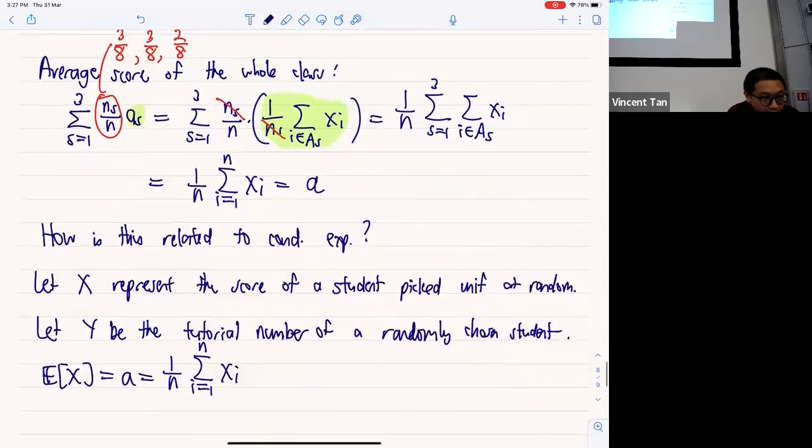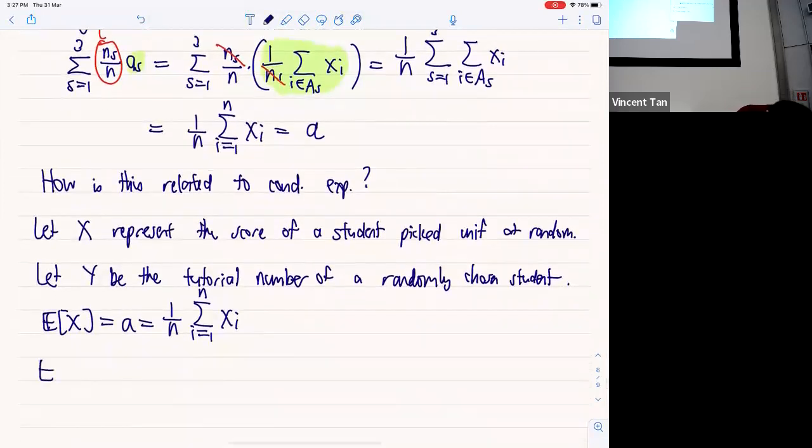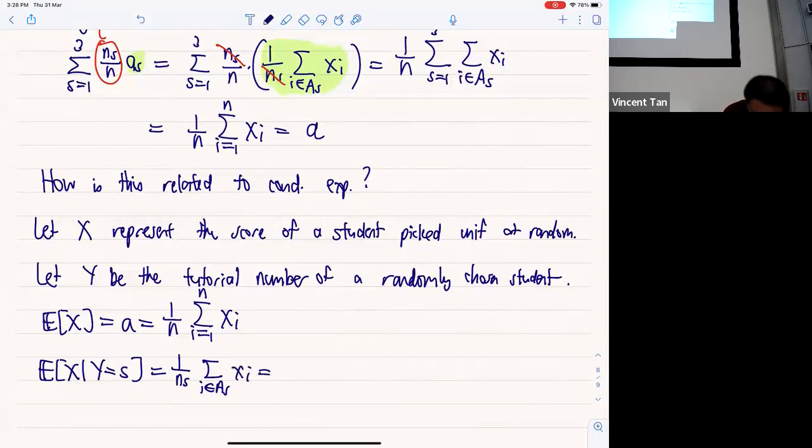All right, but what is the expected value of X conditioned on picking the student from tutorial group S? This is the expected value of the score of a student when I know that the student comes from tutorial group S. Now this is nothing but 1 over N_S, the number of students in tutorial group S, times the sum over i in tutorial group S of X_i. This is defined to be A sub S.